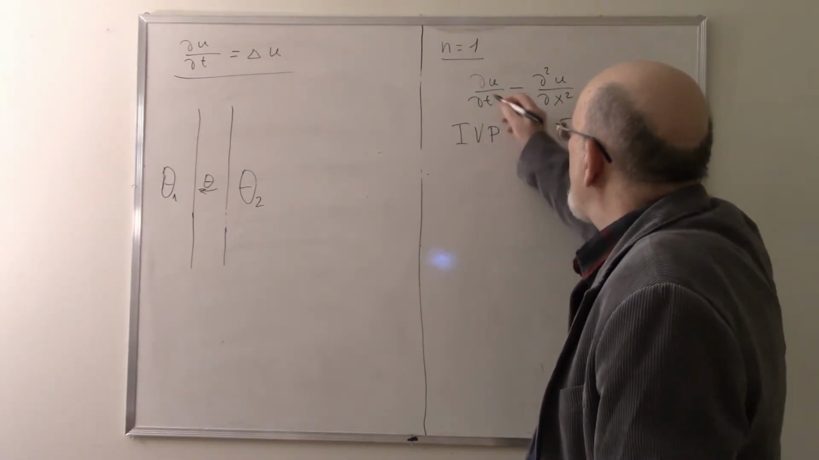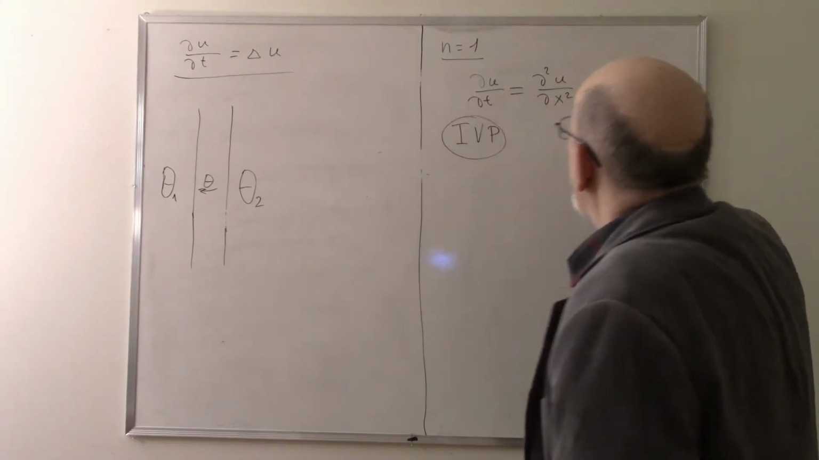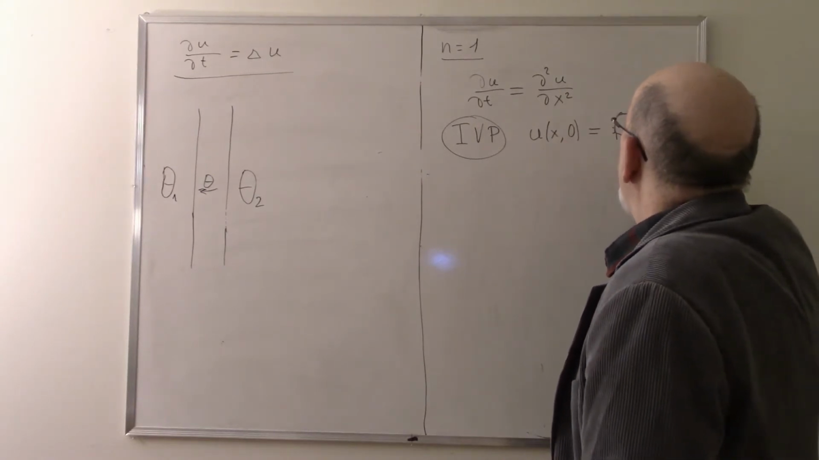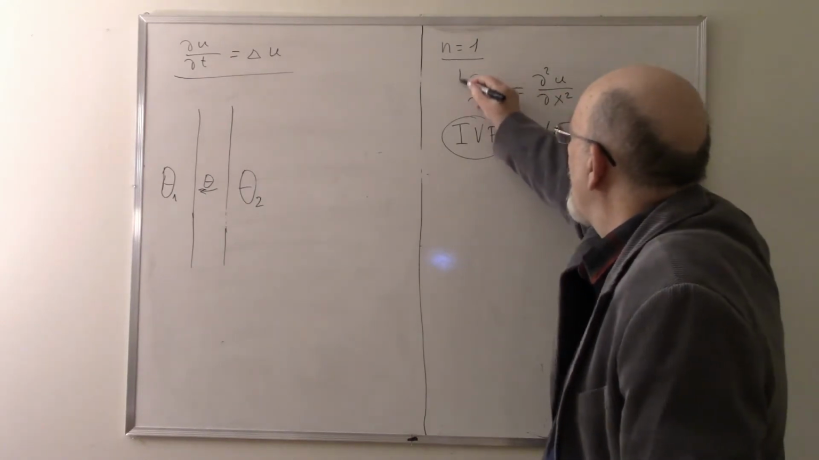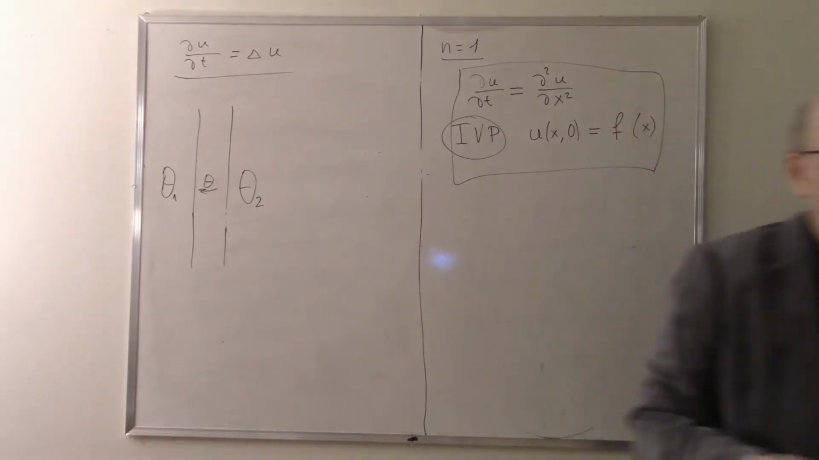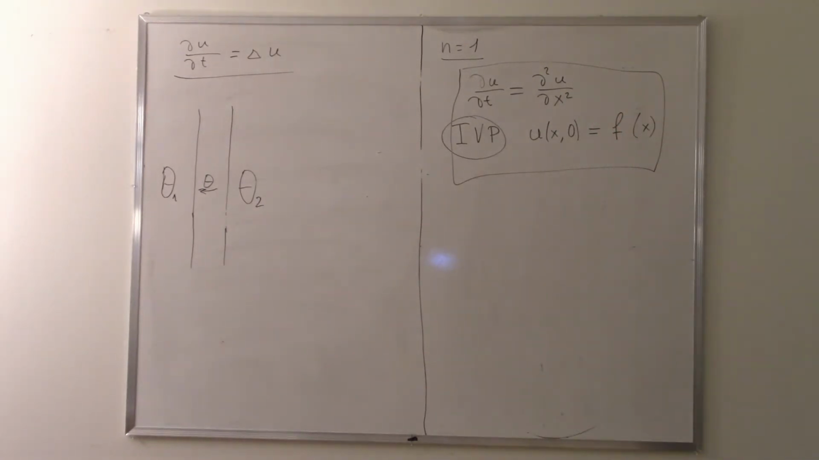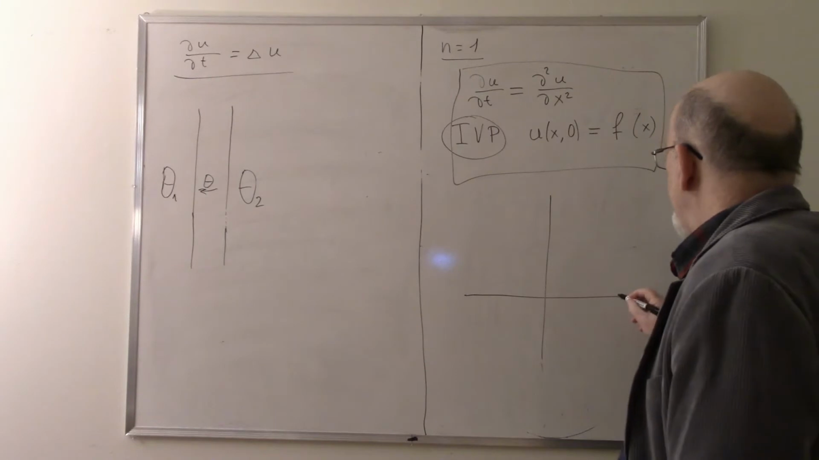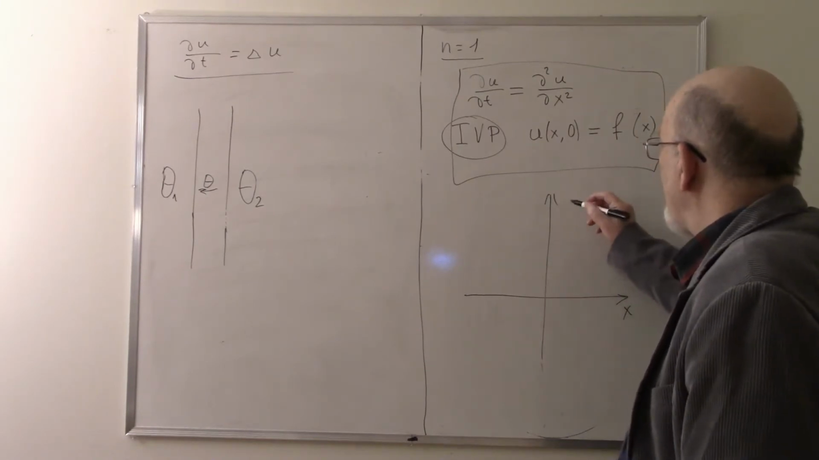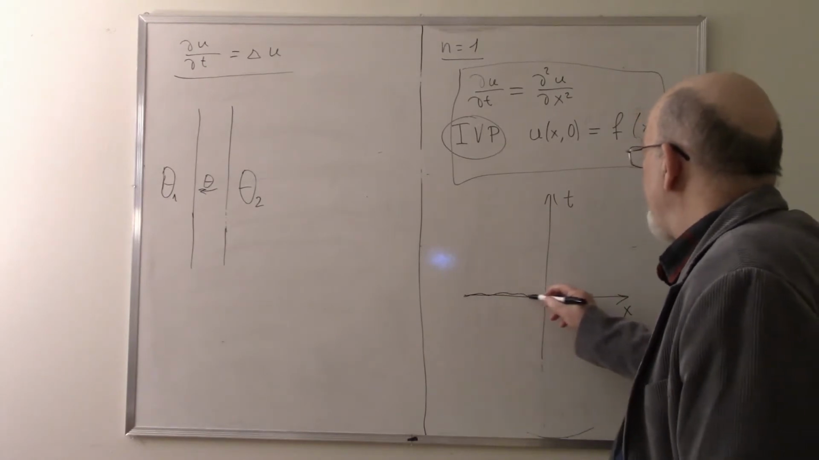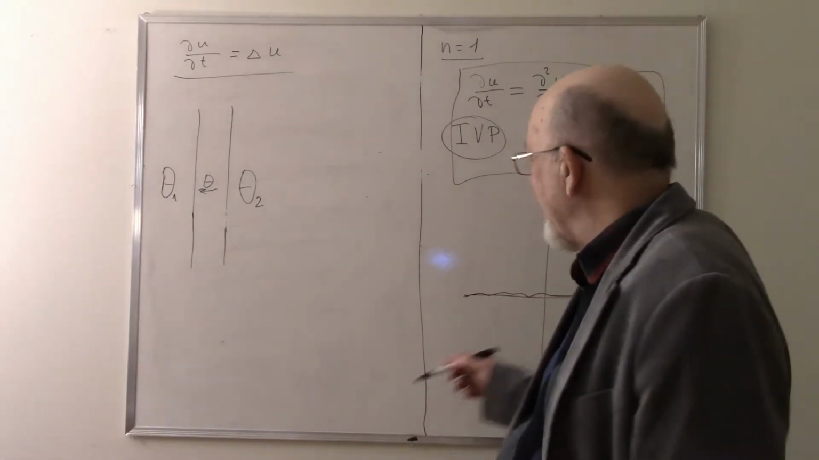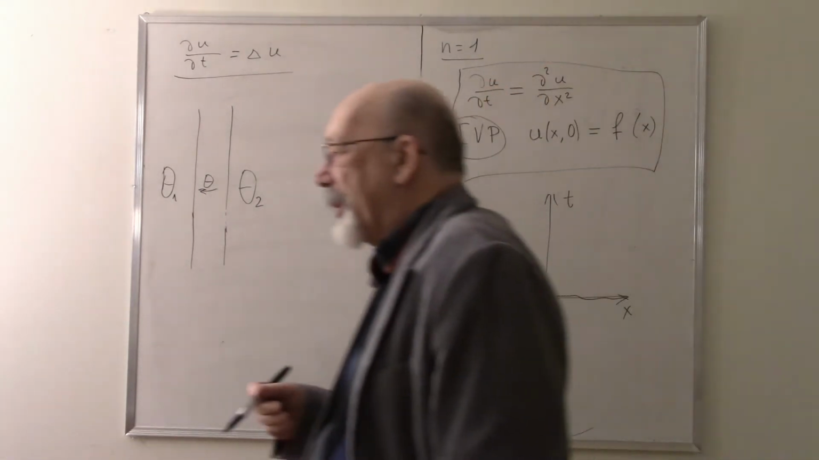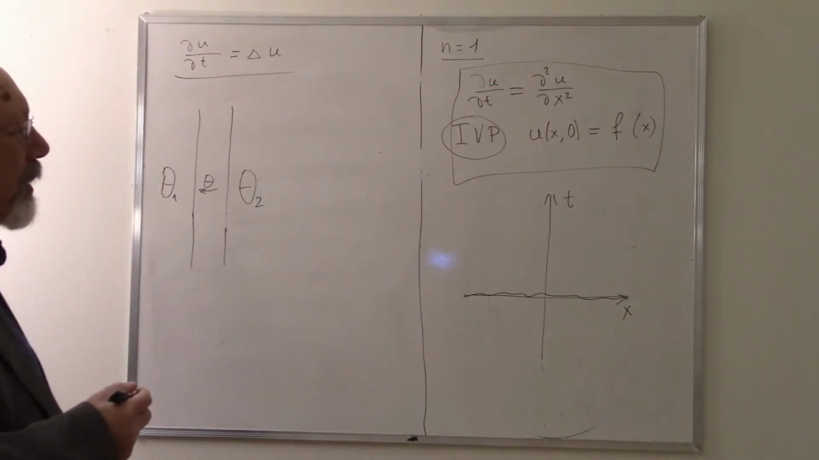Initial value problem. So we have the equation and the initial condition: u of x at time 0 is a given function f of x. So we have this initial value problem. We can draw it in the xt plane. So we give initial condition on the axis t equals 0, and then consider how it propagates. This is already a non-trivial problem.